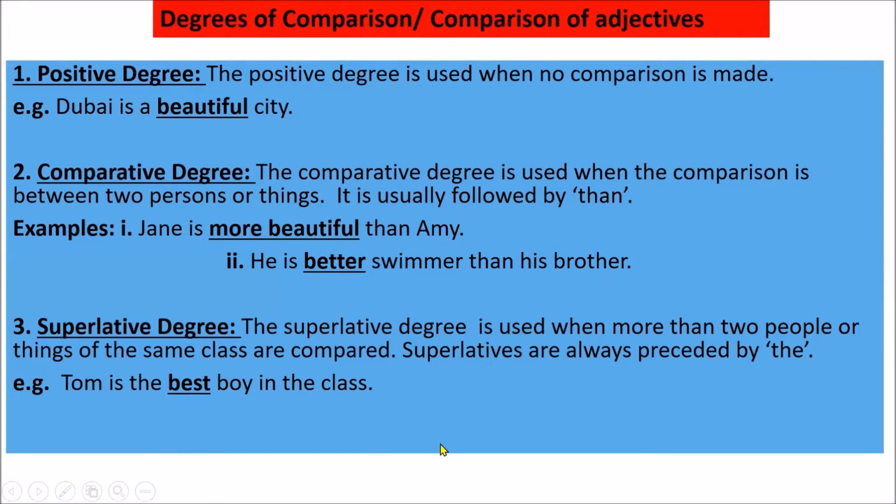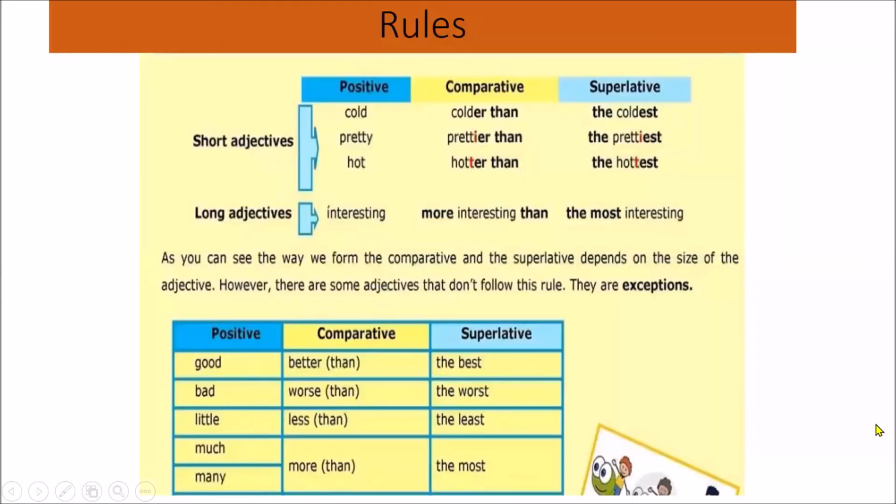Superlatives are always preceded by 'the'. So this is a keyword, you need to focus on it. 'The' is always used before the superlative adjective. For example, here you can see the best. Tom is the best boy in the class. So 'the' is always used before the superlative adjective. Do not forget this. The superlative form of good is best, and the comparative form of good is better. So good, better, best.